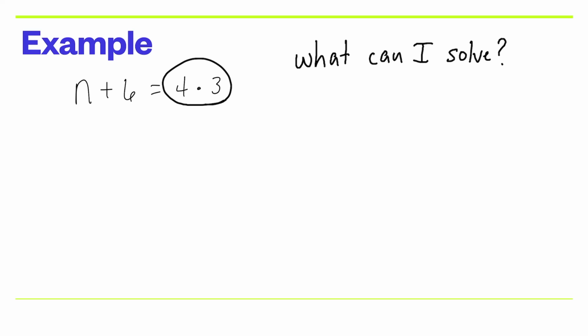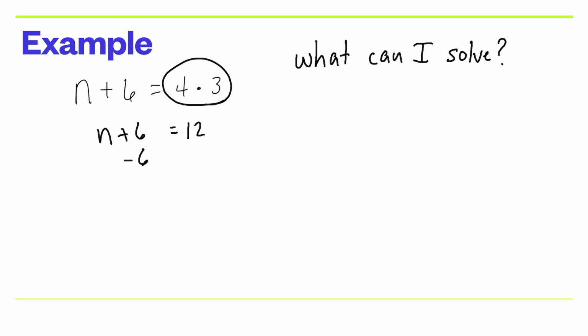What can I solve first? We notice that we can solve 4 times 3 and get 12. So we have n plus 6 is equal to 12. Now, whatever the number plus 6 is equal to 12, that's what we have. So what plus 6 equals 12 is what we're trying to figure out.